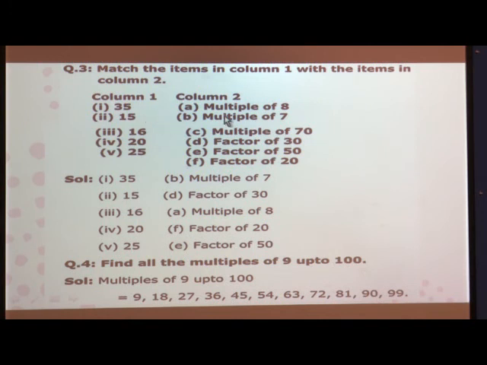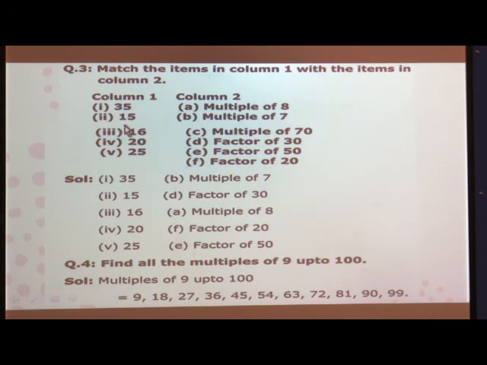That is a multiple of 7. 7 fives are 35. Okay, so for 35, the B option is right, that is a multiple of 7.